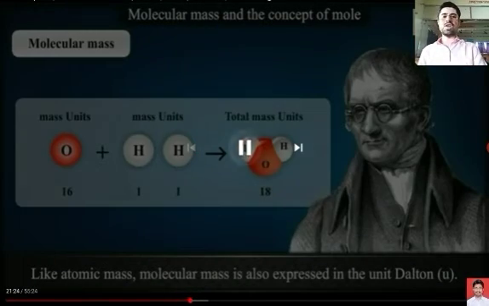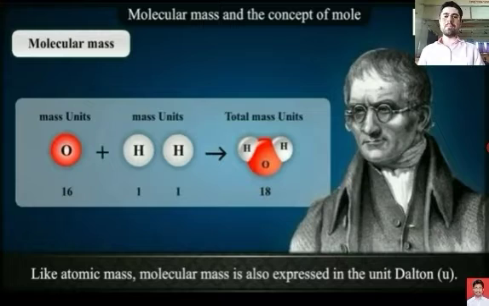As we can see on the screen, there is one example of H2O. As we all know, in H2O, that is water, there is one atom of oxygen with an atomic mass of 16, and there are two atoms of hydrogen, each having atomic mass 1. If two atoms of hydrogen combine with one atom of oxygen, then it forms H2O with a total mass of 18 Dalton or 18 u.